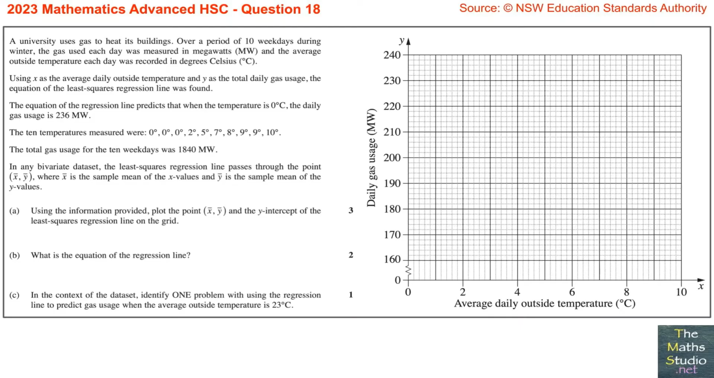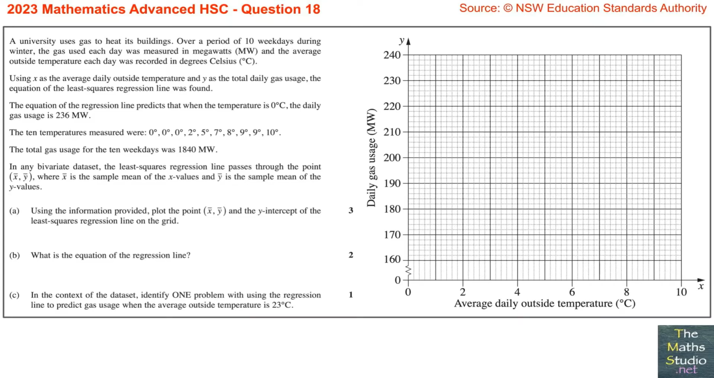Question 18. A university uses gas to heat its buildings. Over a period of 10 weekdays during winter, the gas used each day was measured in megawatts, and the average outside temperature each day was recorded in degrees Celsius. Using X as the average daily outside temperature and Y as the total daily gas usage, the equation of the least squares regression line was found.